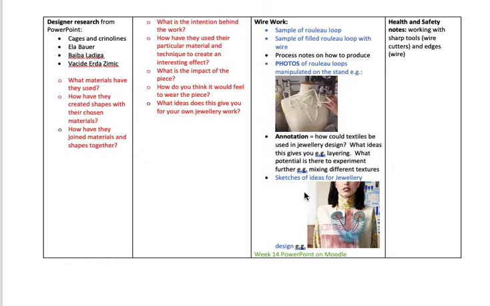You might then do some sketches of ideas for jewellery. So I've put a photograph here as an example. You might say, this is what it looked like when I put my rouleau loops on the body. If I'd made 20 more of these, I could have created this effect. And so instead of creating 20 more, you can do a sketch or a drawing or a design that shows what you mean. The more you can push your ideas and develop them, the better grade we're going to get.